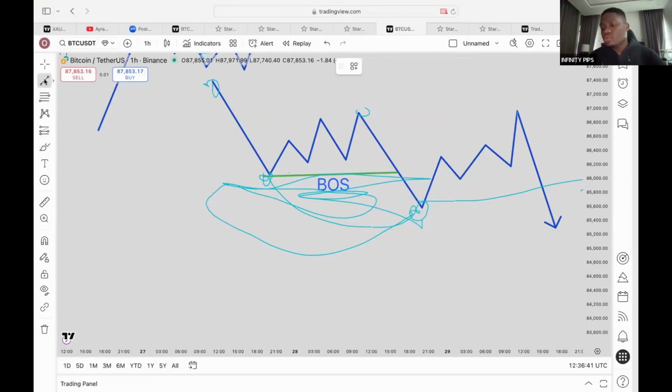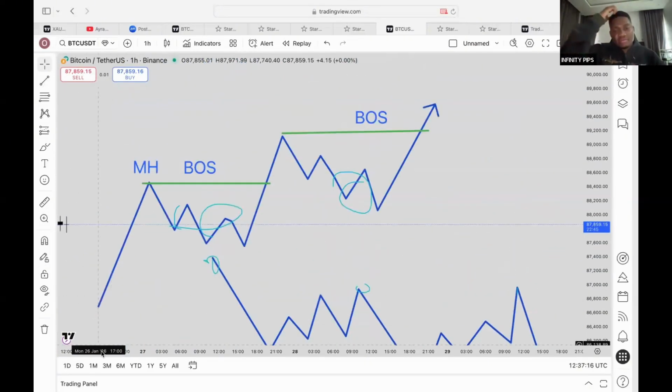But let's quickly head back to what happens if there is now a change of character. Change of character simply happens when a market that was previously going in a certain direction all of a sudden decides to do something else, right? What do I mean? Let me start from here, right?